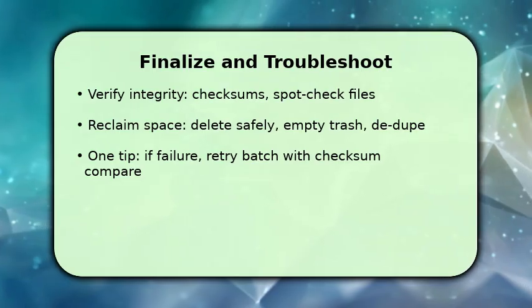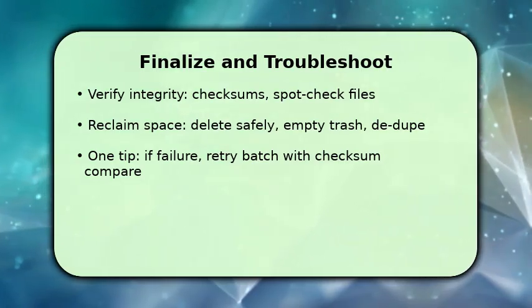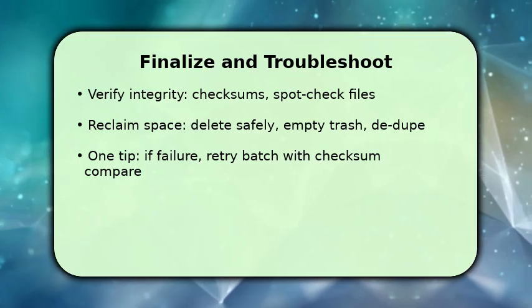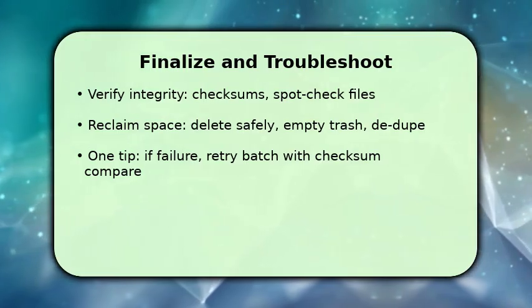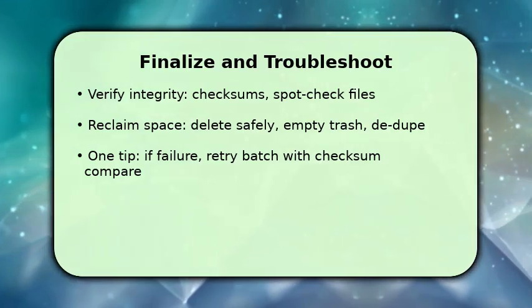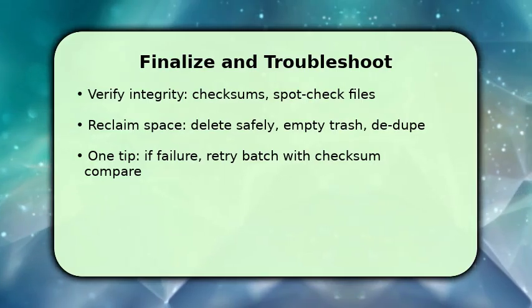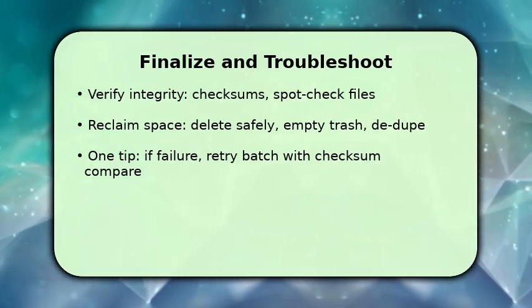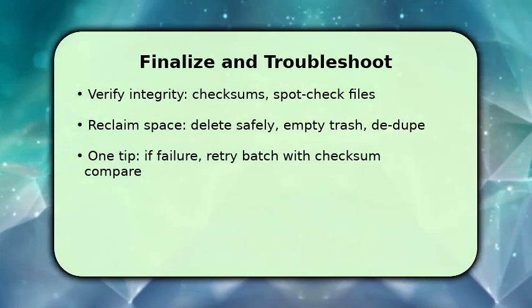If something goes wrong, here's the key troubleshooting tip. Stop new writes, retry the failing batch with checksum compare enabled, and restore from the verified external or cloud copy if mismatch persists. This minimizes data loss and restores function quickly.